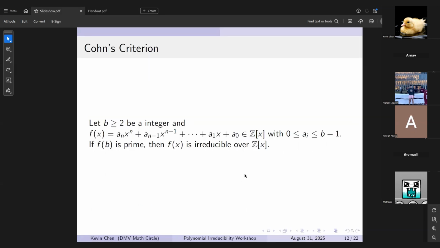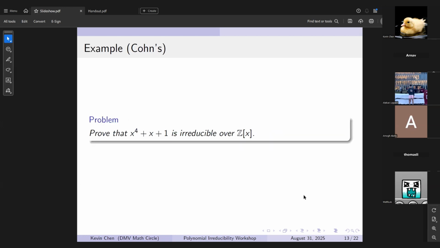So this criterion is more interesting than useful, I would say, because this is kind of like a representation in base b, the fact that x is equal to b, and all the coefficients are less than or equal to b minus 1. It's really similar to writing a number in base b. And so the example problem for this is prove that x to the fourth plus x plus 1 is irreducible over Z. And so we just got to test some values of b.